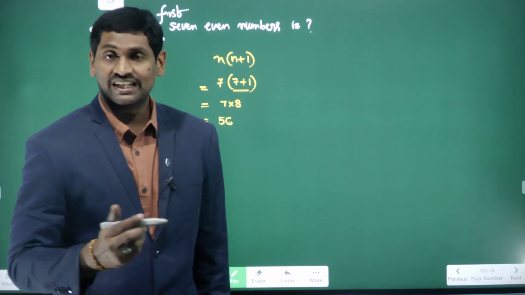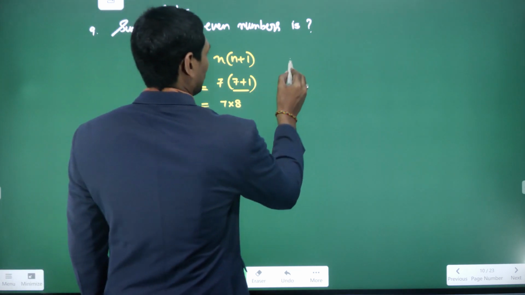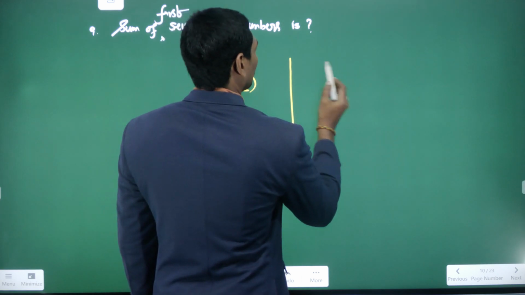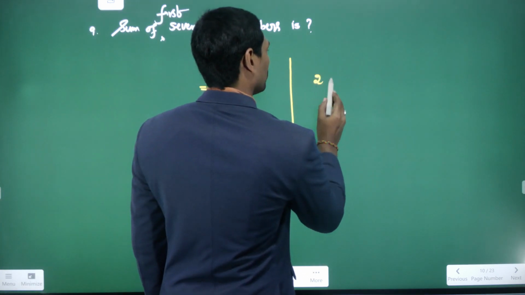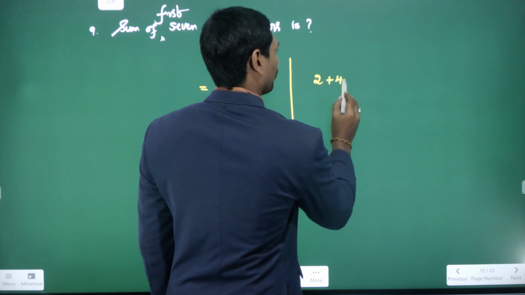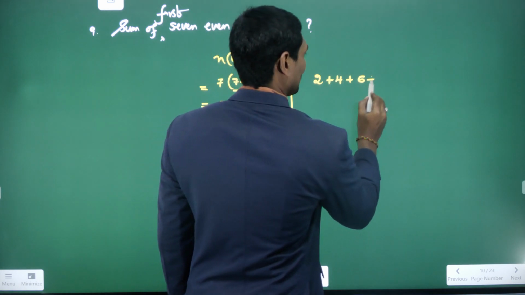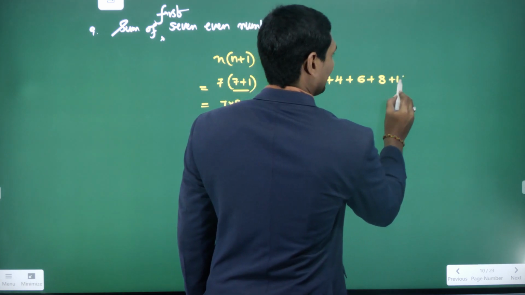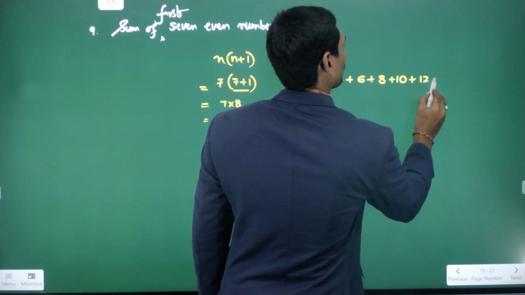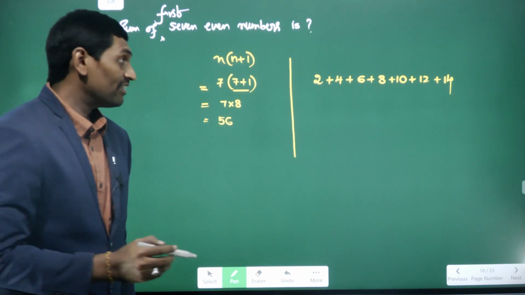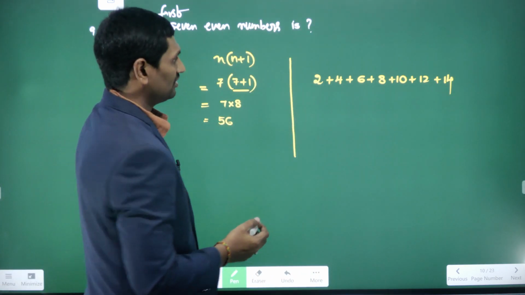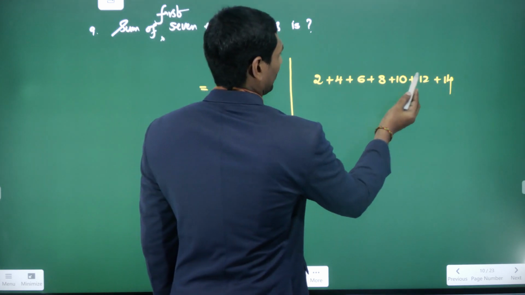Shall we try by the general method? Okay, let us see. So I am adding the 7 even numbers. The first even number is 2. The second even number is 4. Next 6, 8, 10, 12 and 14. These are the first 7 even numbers. See, 1, 2, 3, 4, 5, 6, 7.